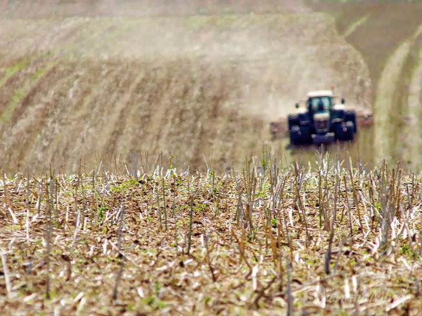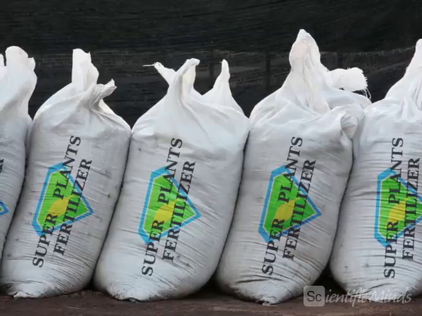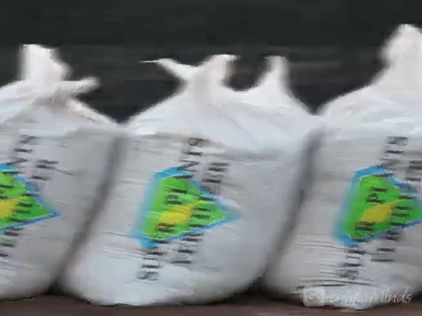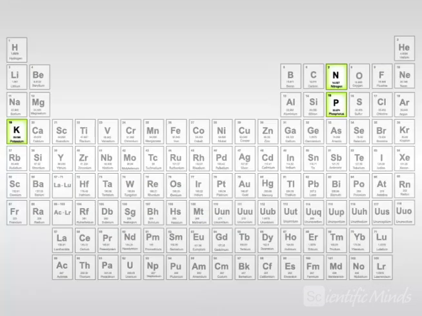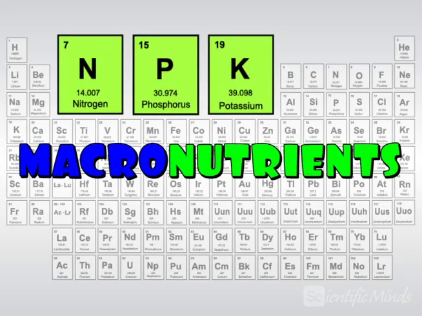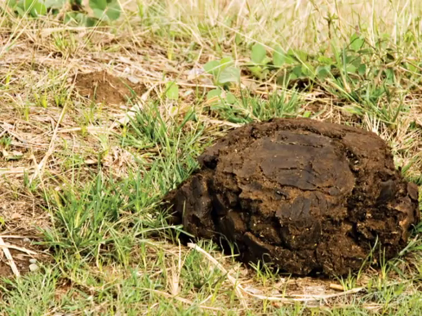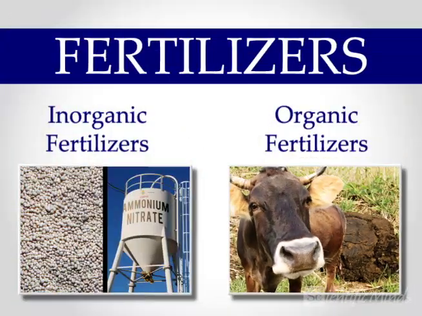Once soil has been used for planting over and over again, its nutrients get depleted. Fertilizing can increase the nutrient content of the soil. The most common elements in fertilizer are nitrogen, phosphorus, and potassium, and they are commonly referred to as macronutrients. Inorganic fertilizers come from non-living sources. Natural organic fertilizers come from plants or animals. Manure is an example of a natural organic fertilizer.